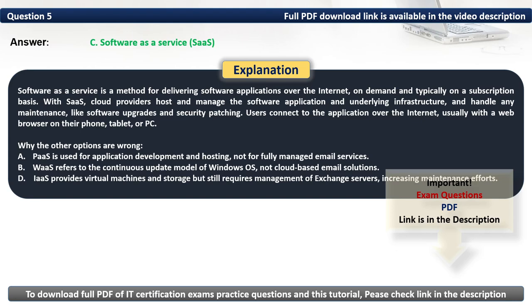Software as a service is a method for delivering software applications over the internet, on demand, and typically on a subscription basis. With SaaS, cloud providers host and manage the software application and underlying infrastructure and handle any maintenance like software upgrades and security patching. Users connect to the application over the internet, usually with a web browser on their phone, tablet, or PC.